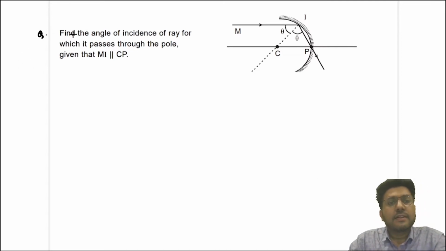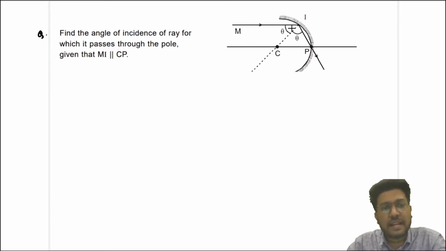In this question it is given that there is a ray of light which is parallel to the principal axis, and after reflection it passes through the pole. It is given that this line is parallel to the principal axis. Then find the angle of incidence theta, right? You know that the normal will be drawn through the center of curvature because the radius is always normal to the sphere surface. So if this angle is theta, this angle is theta, because this is the reflected ray. The angle of incidence has to be equal to the angle of reflection because this is the normal.